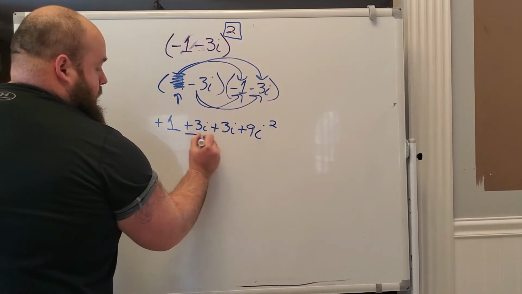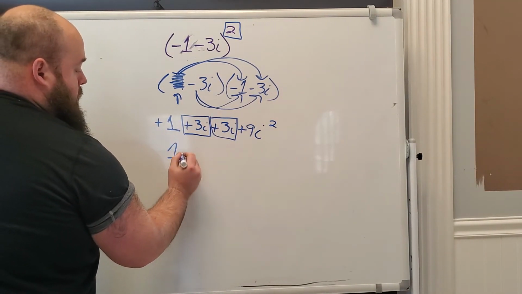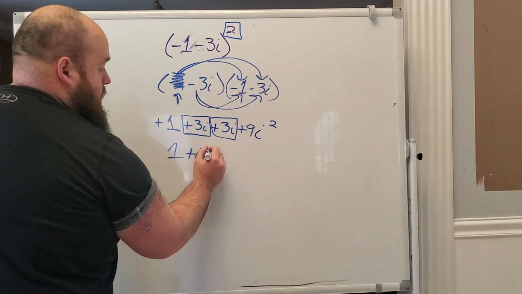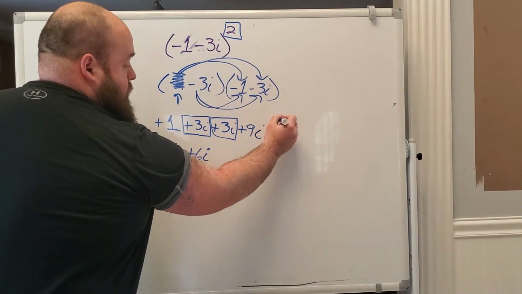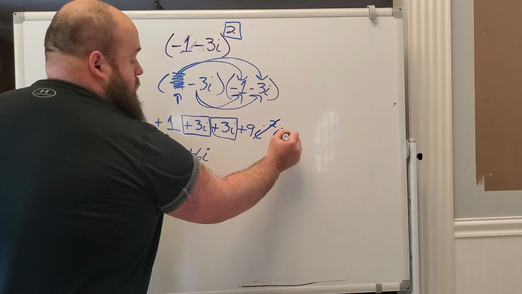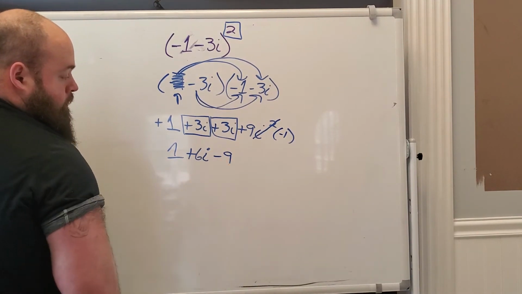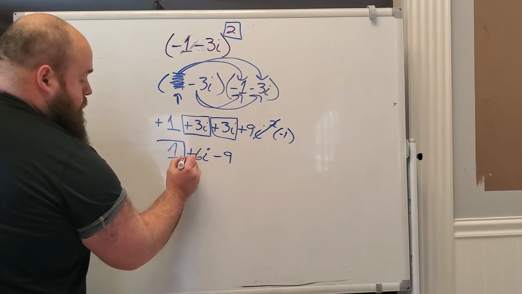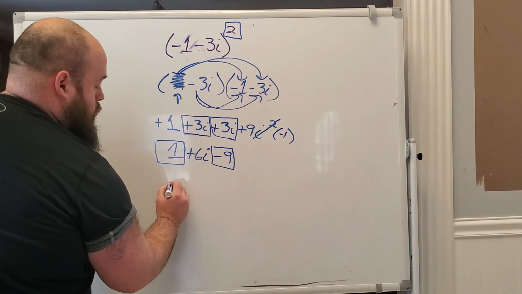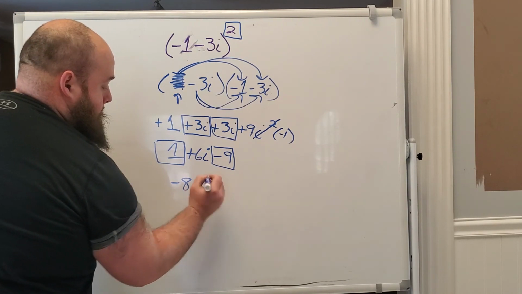I can combine like terms in the middle. I'll drop the 1, 3 plus 3 is positive 6. Don't forget that that brings an i. This right here, remember that i squared turns into a -1. 9 times -1 will give me a -9. Very important. Last step, combine the real numbers. -9 plus 1 will give me a -8. Then I simply drop the positive 6i.